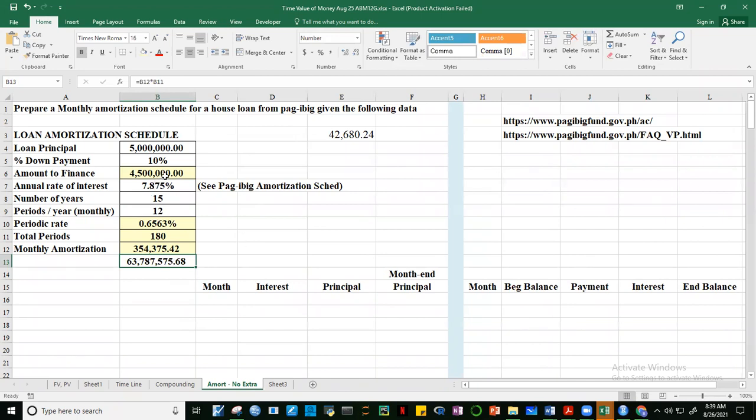Eh, ang loan lang natin, 4,500,000. Siyempre, hindi tayo papayag nito, guys. No? Kasi ang sinasabi natin dito, ang babayaran natin per month, 354,000 for the next 180 months. Okay, so, oh, di ba?